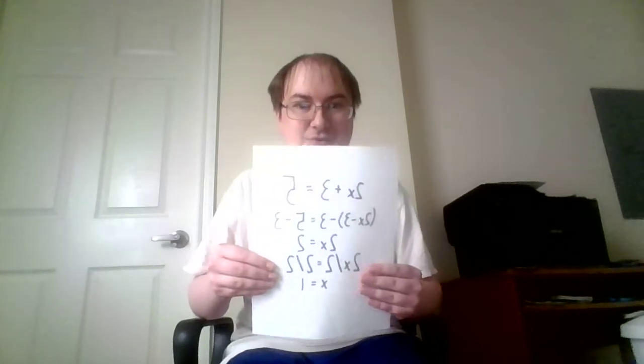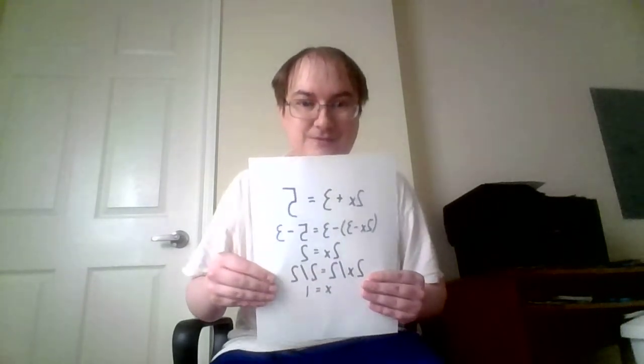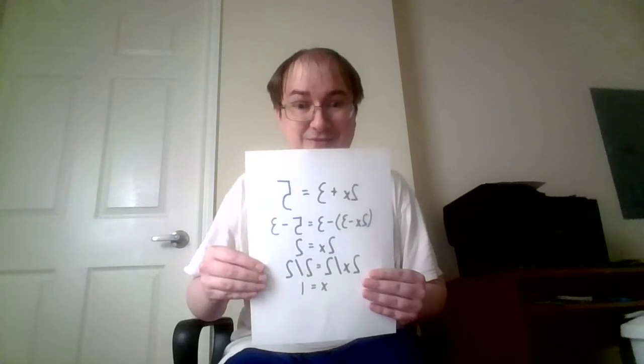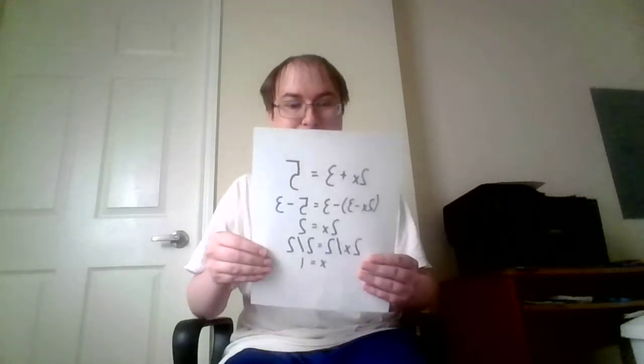For example, let's use 2x plus 3 equals 5. First, you subtract 3 from both sides, leaving you 2x equals 2. Then you divide both sides by 2, leaving you the answer x equals 1.